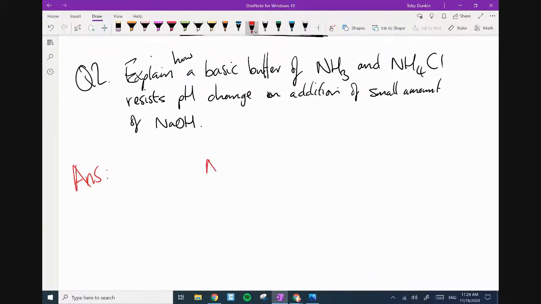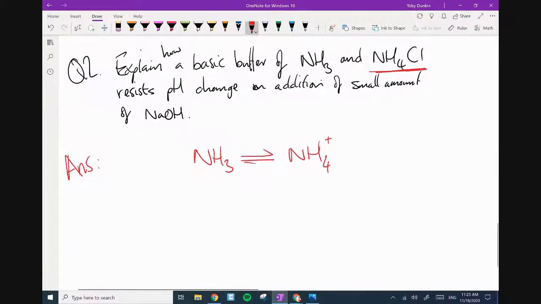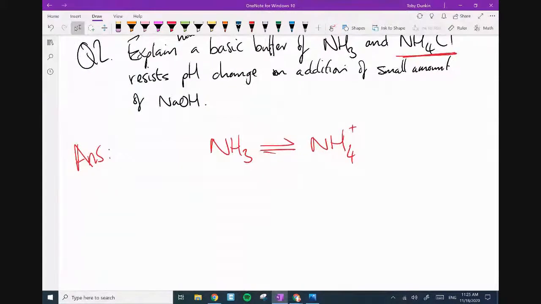So the equation is ammonia and ammonium. Now that's the clever twist, isn't it? They gave us ammonium chloride and people are going to add the Cl and you don't want to. So that's the equilibrium that has been established. We've got my weak base and my conjugate acid.